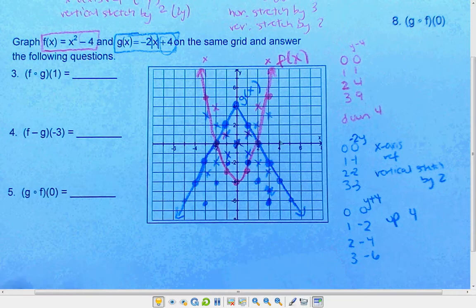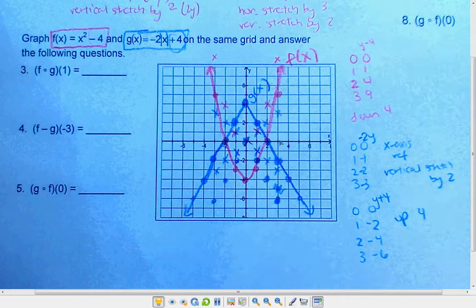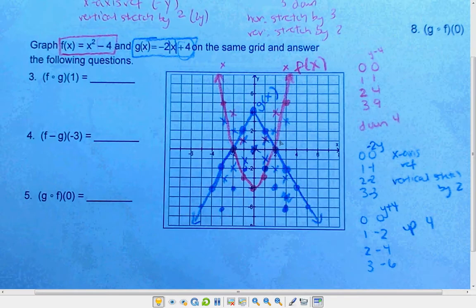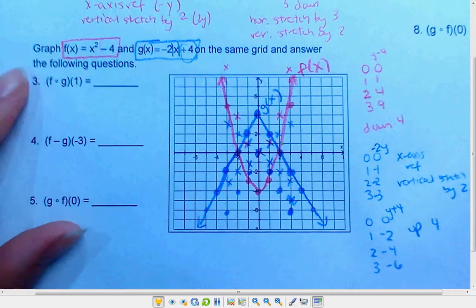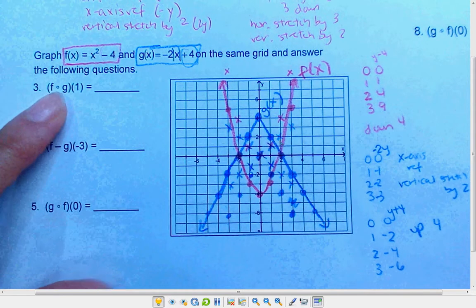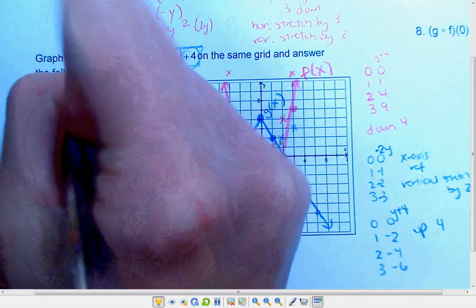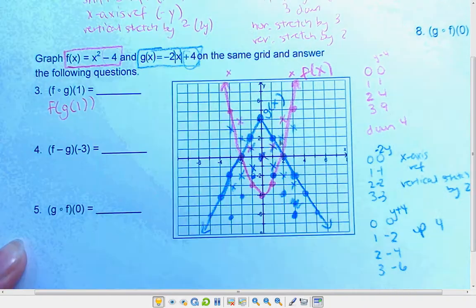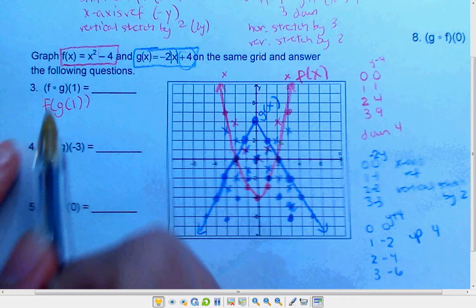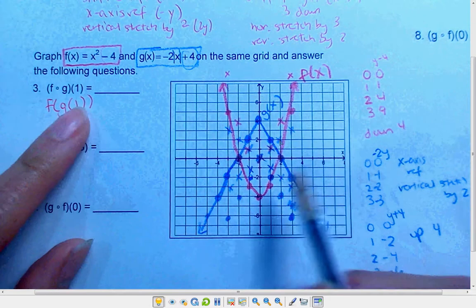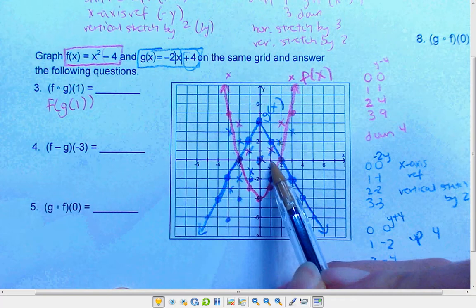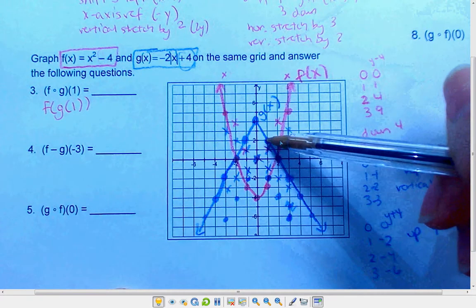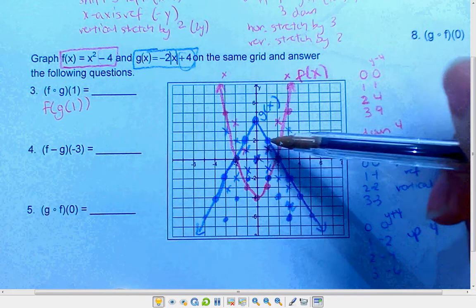Okay, now that I have both of these drawn, this is just a blast from the past from last unit. I'm using the graph to answer these questions. So for number 3, remember this little circle is not multiplication, it's composite, which means I'm putting one function inside the other. So I'm going to find g of 1 first. I'm going to go to 1 on my x-axis, find g. g is the blue function. So I'm going to go up to this point right here, which gives me a y value of 2.